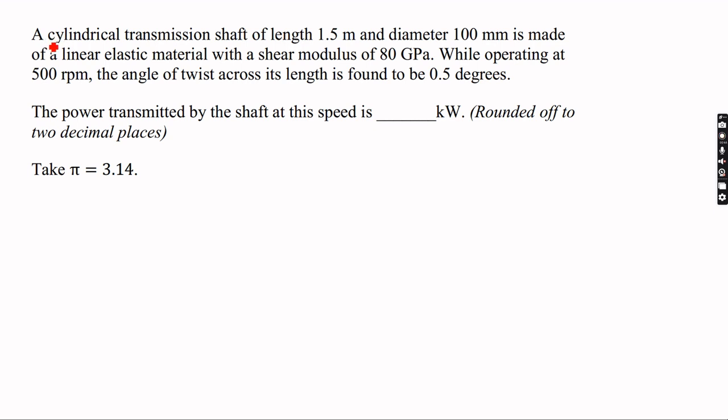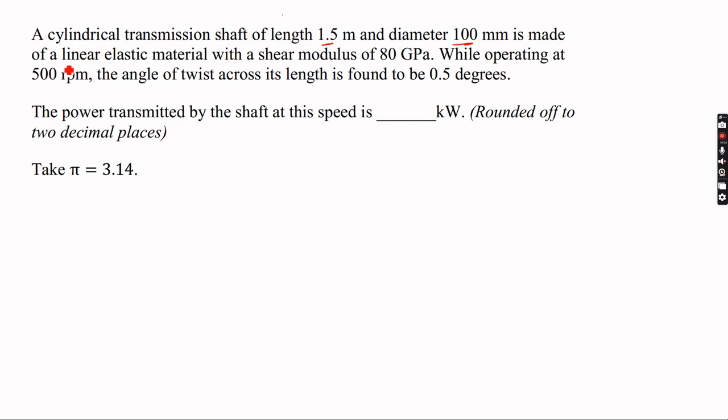it is given a cylindrical transmission shaft of length 1.5 meters. So just stick with the question. Cylindrical shaft, okay, the length is 1.5 meter and the diameter is given as 100 mm. It is made of a linear elastic material.